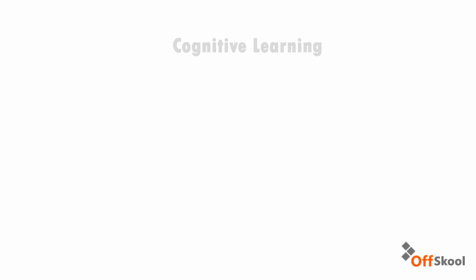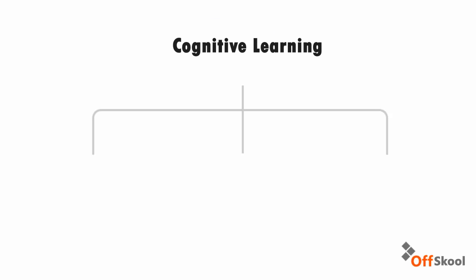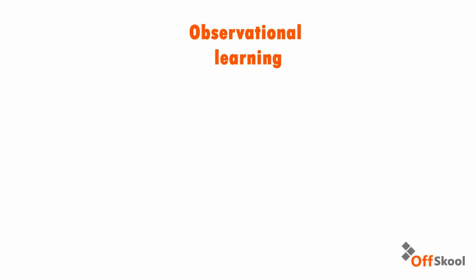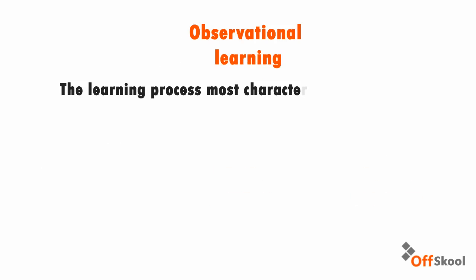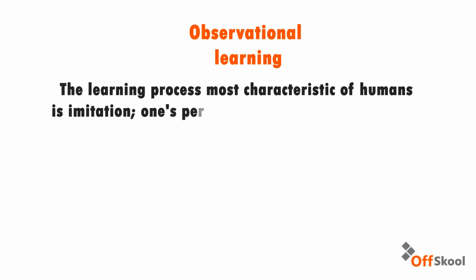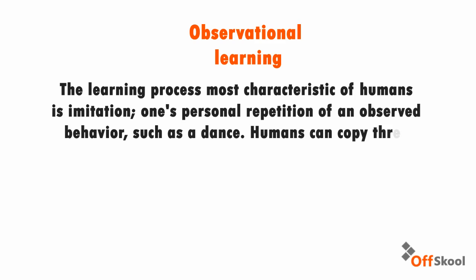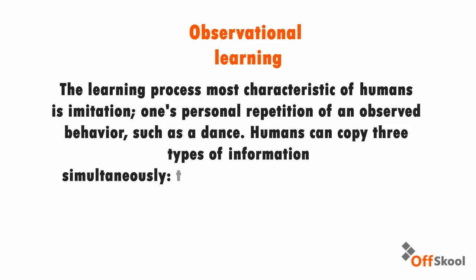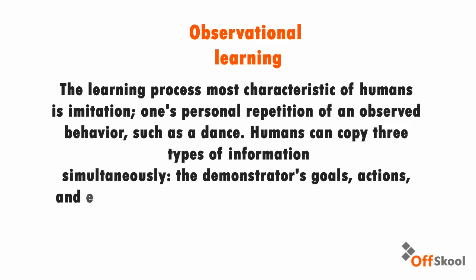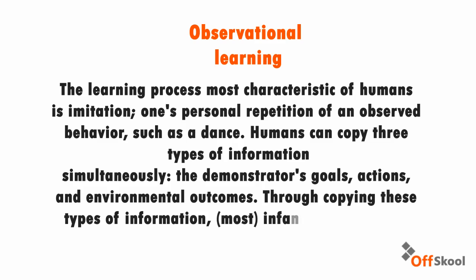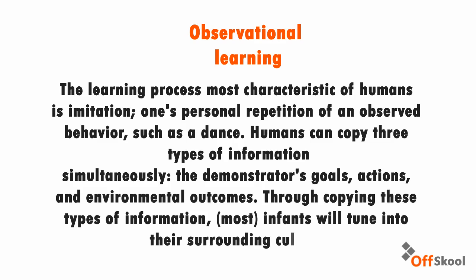Now, the second type of learning is cognitive, and it has three subparts, which are observational learning, latent learning, and insight learning. Observational learning is the learning process most characteristic of humans: imitation. It's one's personal repetition of an observed behavior, such as a dance. Humans can copy three types of information simultaneously: the demonstrator's goals, actions, and environmental outcomes. Through copying these types of information, most infants tune into their surrounding culture.